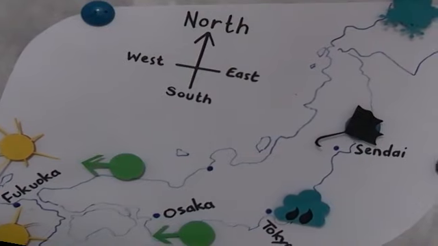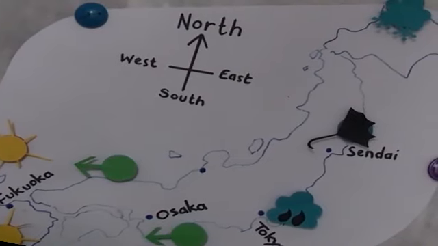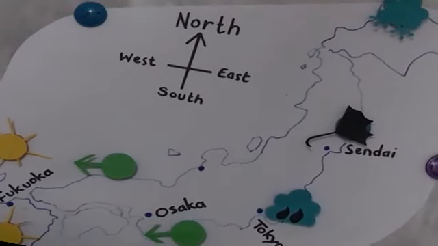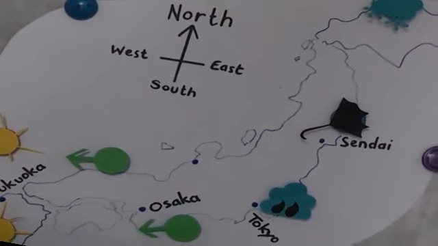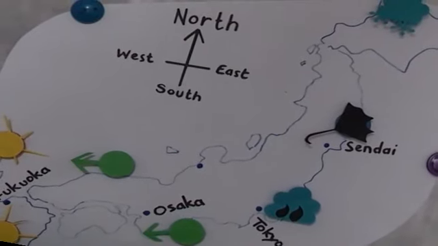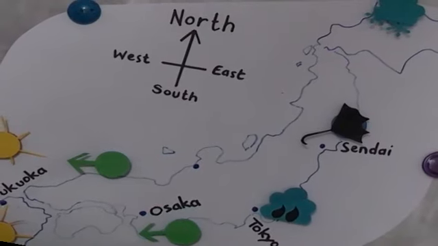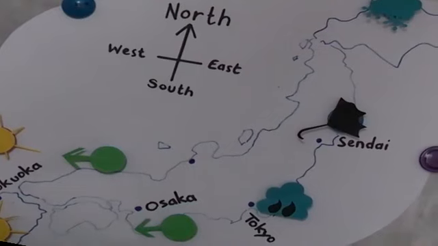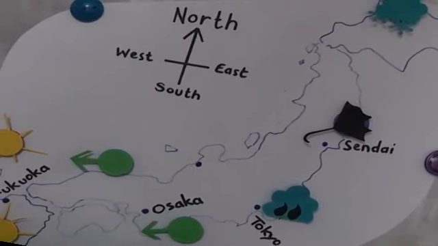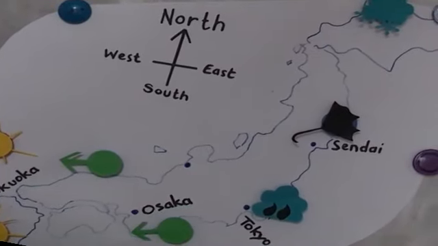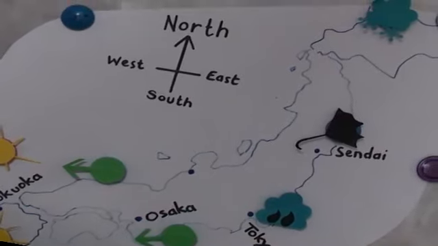There will be snow in Hokkaido. It will be windy in Sendai. It will be rainy in Tokyo. It will be windy in Osaka. It will be sunny in Fukuoka. What's the weather?